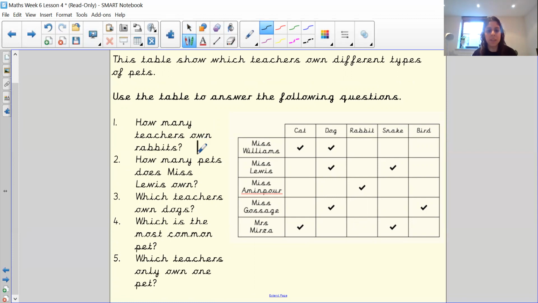How many pets does Miss Lewis own? So you find Miss Lewis and we go across. She owns a dog and a snake, 2. She owns 2.